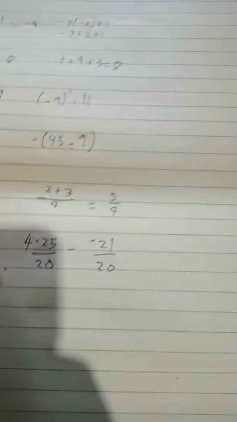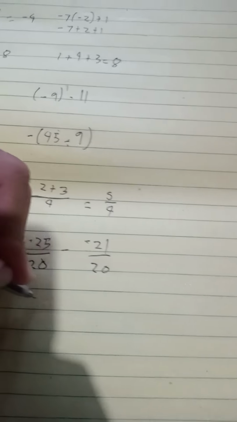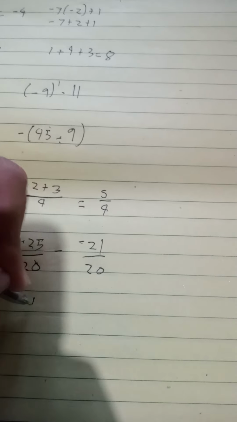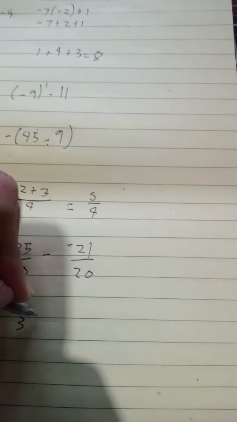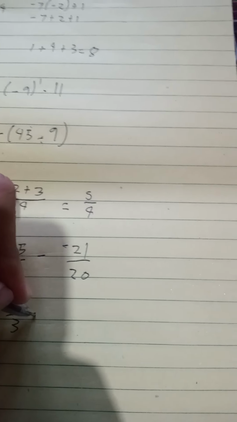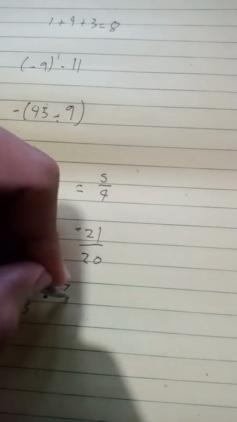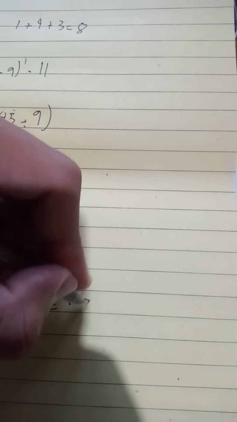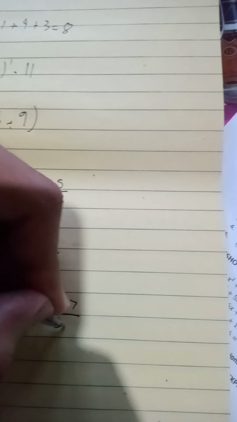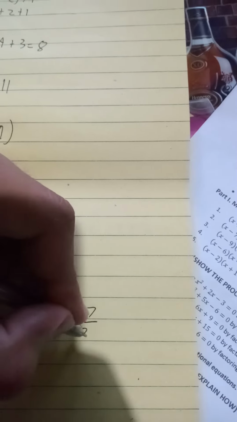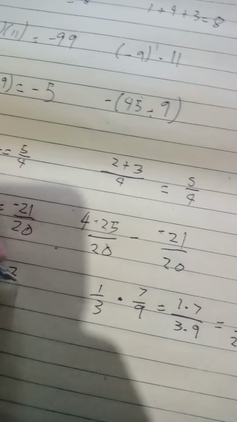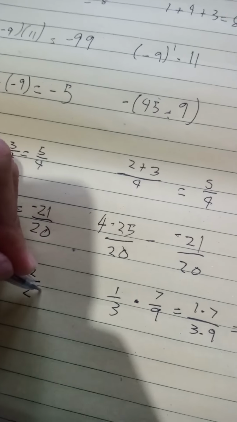Number 8. We must calculate. So it will be 1 over 3 times 7 over 9 equals 1 times 7 over 3 times 9 equals 7 over 27. So our answer here is 7 over 27.